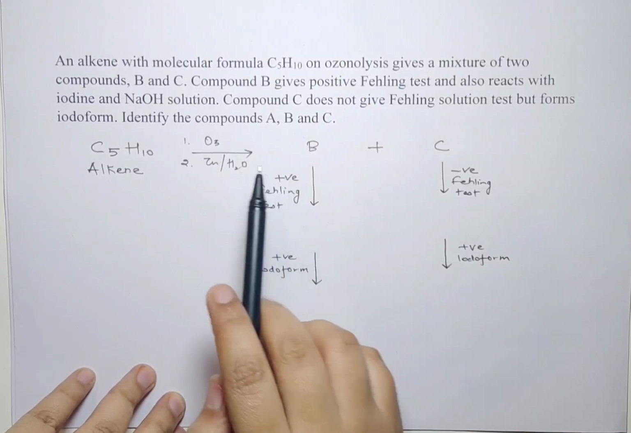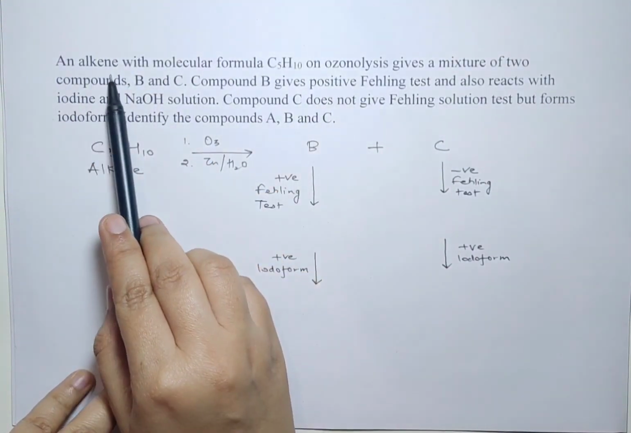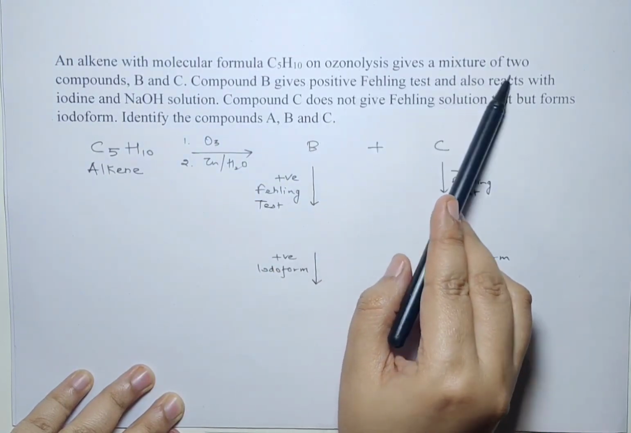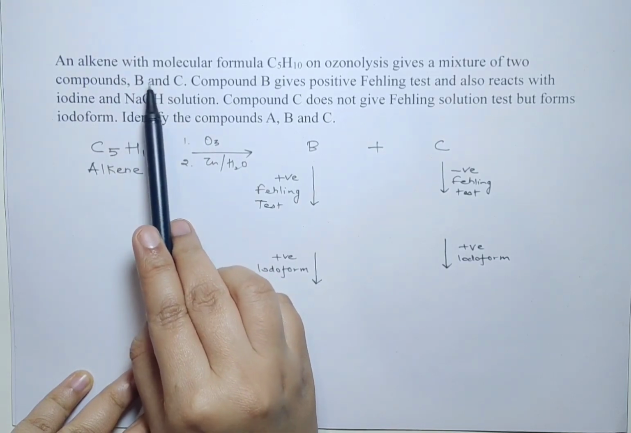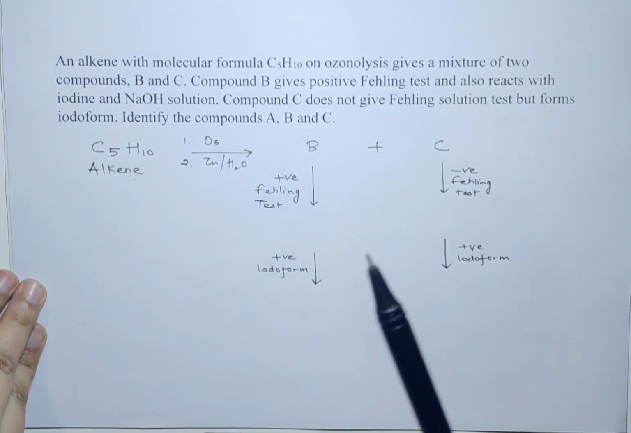Again, this is an ozonolysis question. We have an alkene with formula C5H10, which on ozonolysis gives a mixture of two compounds, B and C. Since we are getting two compounds, we know that this alkene is not symmetrical. So let's see what our options are.